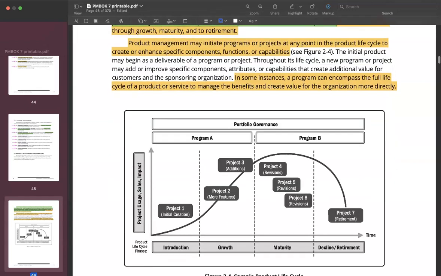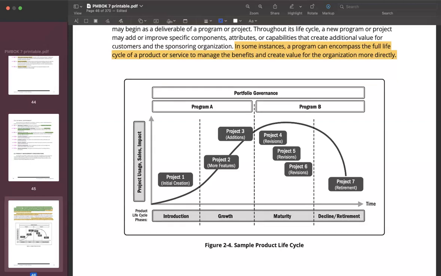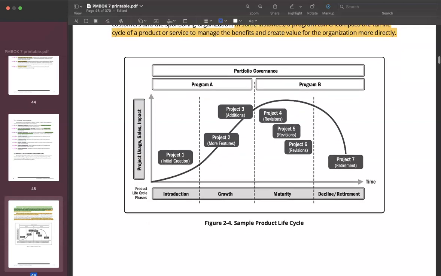So let's now look at an example or a diagram of a product and the different phases that it goes through. So you can see here in the diagram in figure 2.4 that a product has different phases. So you have the introduction phase, you have the growth phase, you have the maturity phase, and you have the decline and retirement phase. When the product is initially introduced, not many people know about it. So product sales may be lower, or they may be just spreading awareness about the product. So people are getting to know about it.